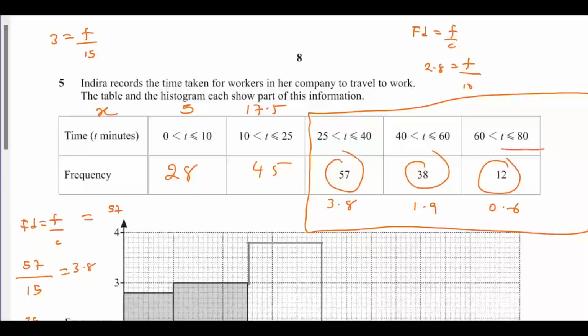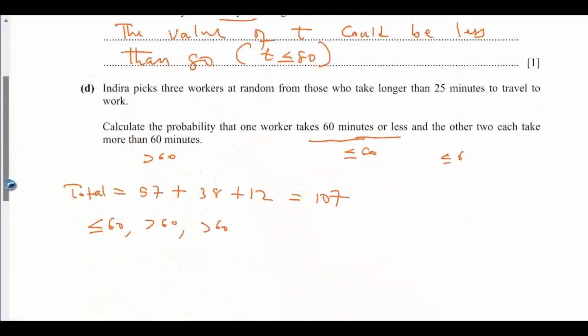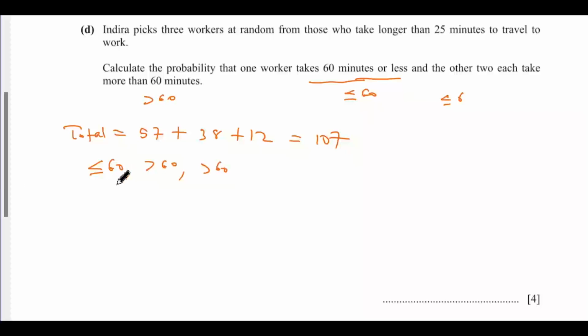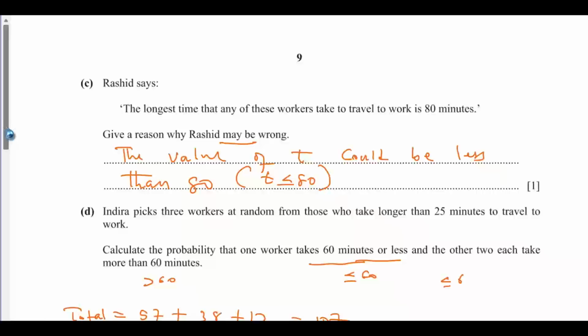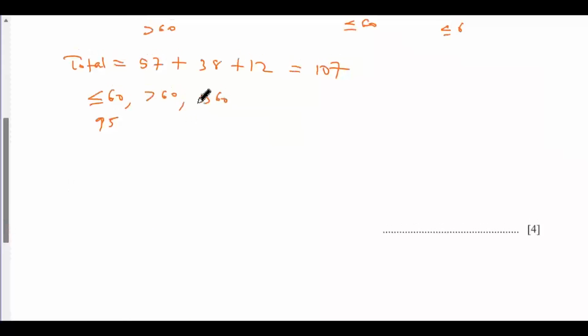So let's go back to the next page. That means for less than or equal to 60, we have 95 people here. Then greater than 60, let's go. We have 12 people there. So I think we have the necessary information now. Greater than 60 is 12 persons here. These are the things we need to use.